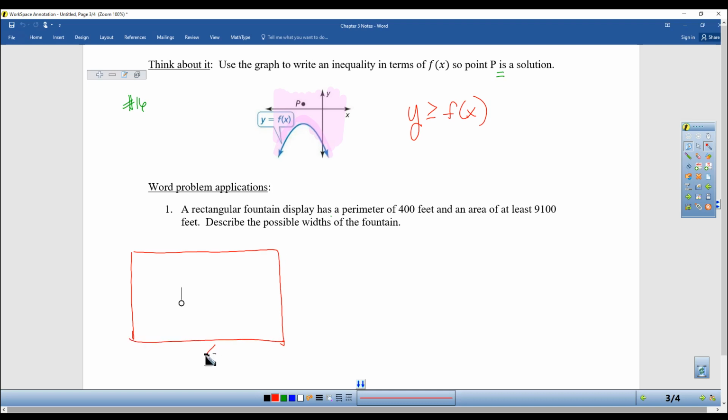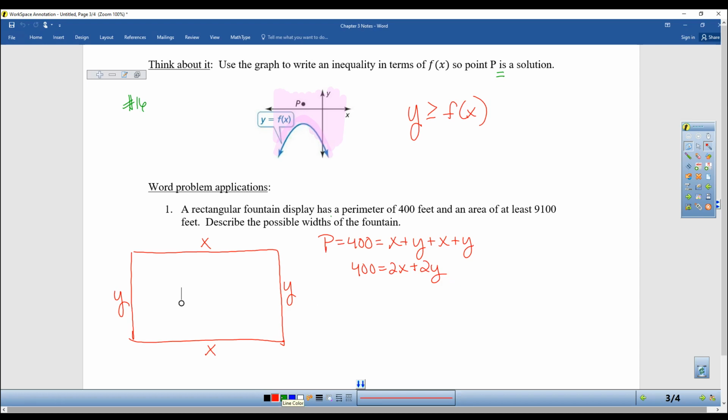So let's call this x and y. Its perimeter is 400. And perimeter is always determined by adding up all the sides. So x plus y plus x plus y, if I go all the way around. In other words, 400 is 2x plus 2y. The biggest mistake I see in perimeter is people just saying x plus y, but it's 2 x's and 2 y's.